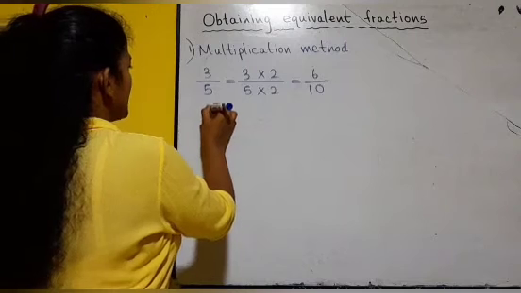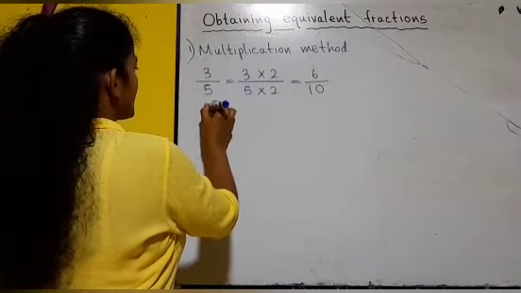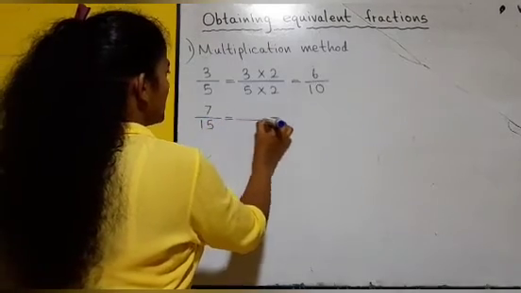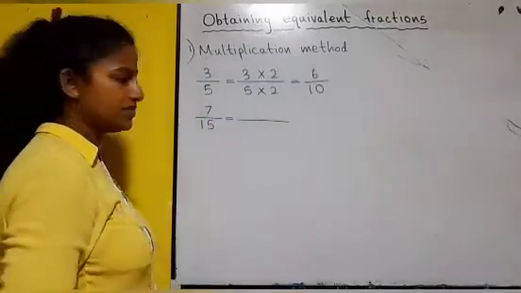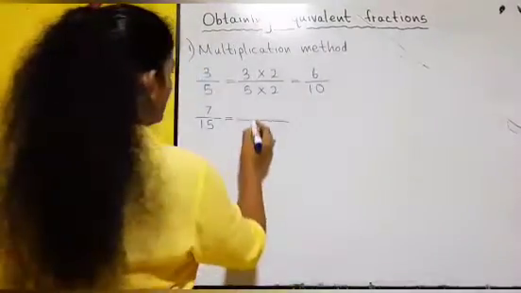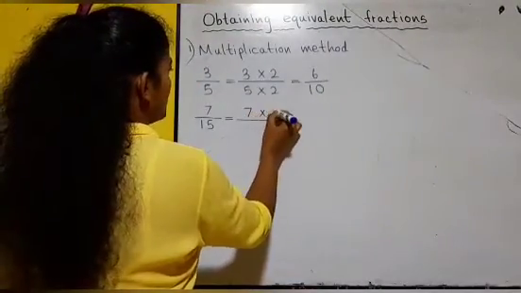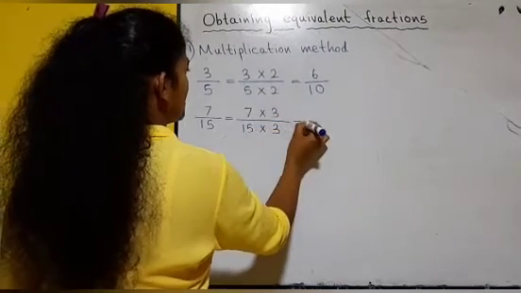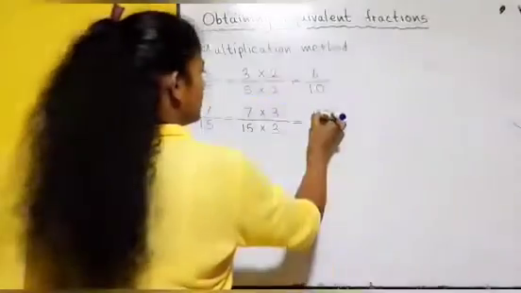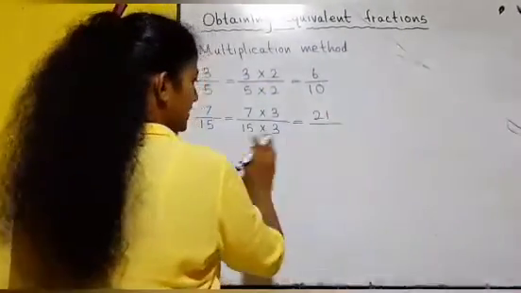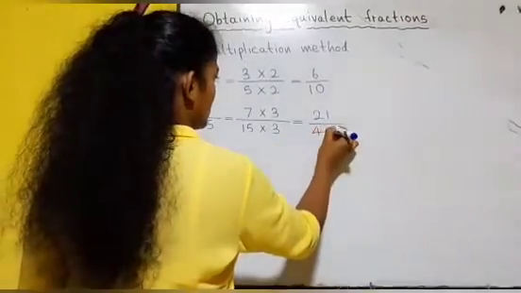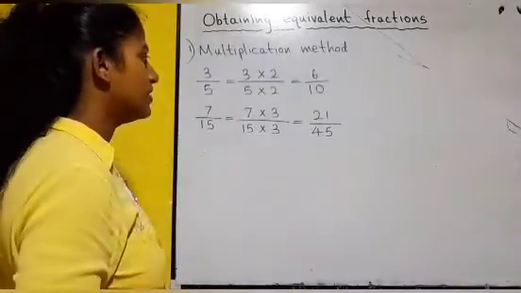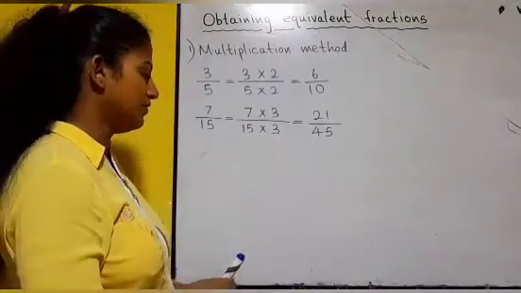Then we will take another example. 7 over 15. I am going to multiply both numerator and denominator of this fraction by 3. 7 into 3, then 15 into 3. 7 into 3 is 21. 15 into 3 is 45. Now we can conclude 7 over 15 is equivalent to 21 over 45.